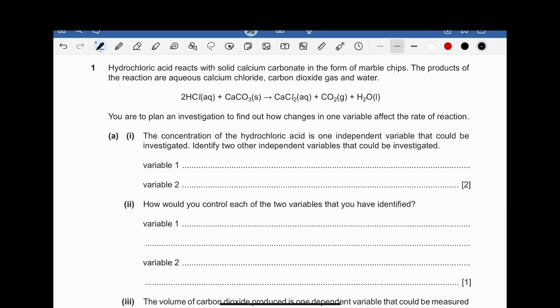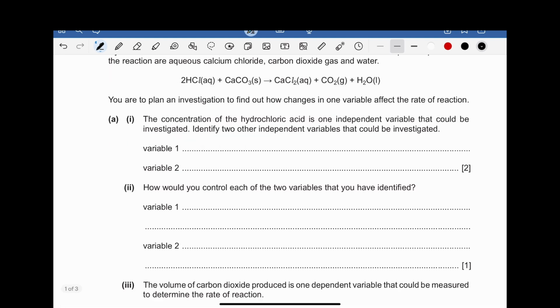A1. The concentration of hydrochloric acid is one independent variable that could be investigated. Identify two other independent variables that could be investigated. We can investigate the effect of surface area, so surface area of marble chips. We can investigate temperature. Temperature of the hydrochloric acid.